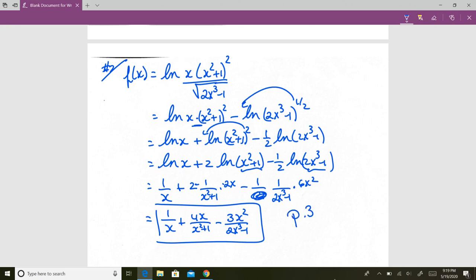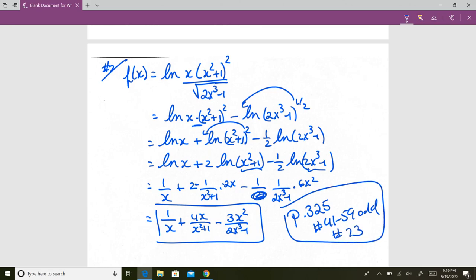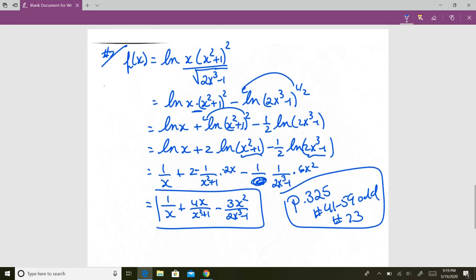Okay, page 325, numbers 41 to 59 odd, and number 73. I strongly encourage you to practice these. They are straightforward if you do them all the time. Okay, there's one tiny little section left that I want to do. So come on back when you are done.